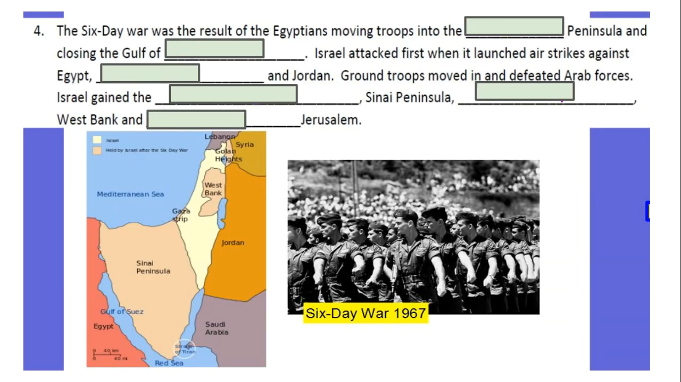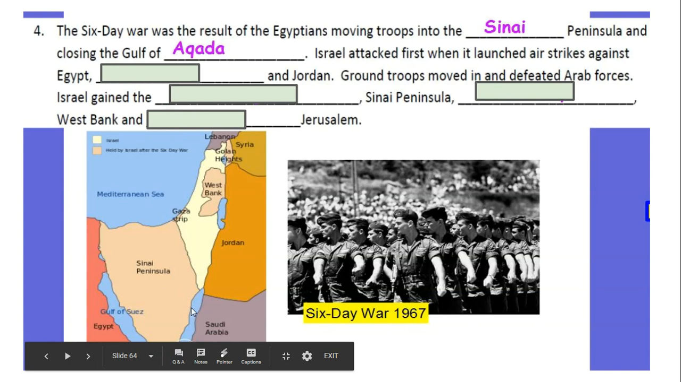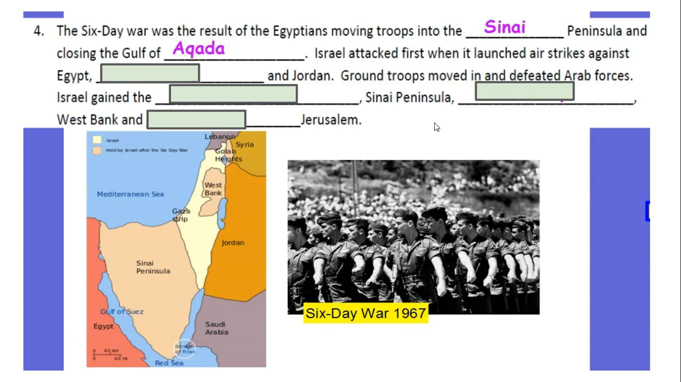So the Six-Day War was the result of Egyptians moving troops into the Sinai Peninsula and closing the Gulf of Aqaba, which is in this area very close to the Sinai Peninsula and the country of Israel. And so Israel attacked first when it launched airstrikes against Egypt, and not only them, but Syria and Jordan. So, in other words, they were attacking pretty much everyone around them with the exception of Lebanon.